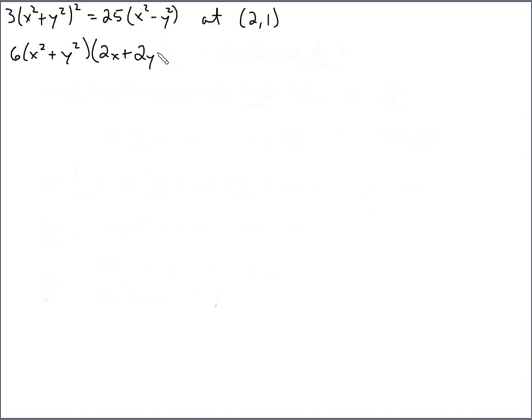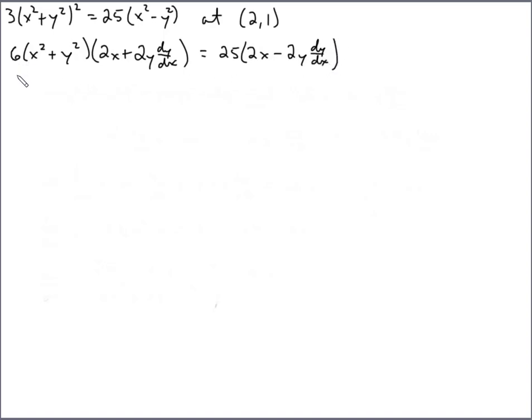Remember that y is a function, so we have to multiply that by its derivative, dy/dx. Okay, right side, similar. We're going to get 25 times 2x minus 2y, and again, derivative of y, we need that, dy/dx.